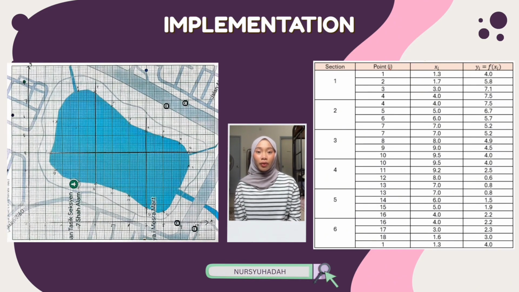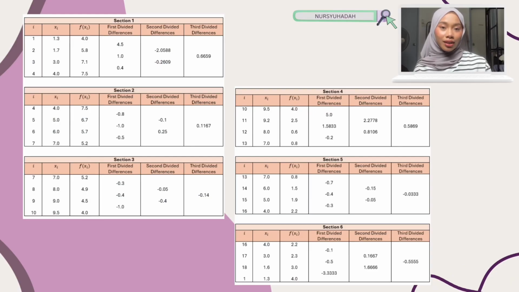Implementation. The lake boundary was divided into 6 sections and several coordinates were chosen along the border to represent the shape of the lake. These points are used for the interpolation process. After selecting the coordinate points, a forward divided difference table was constructed for each section. The first, second, and third divided differences were calculated using the formula given. Then, we use them in the interpolation process.